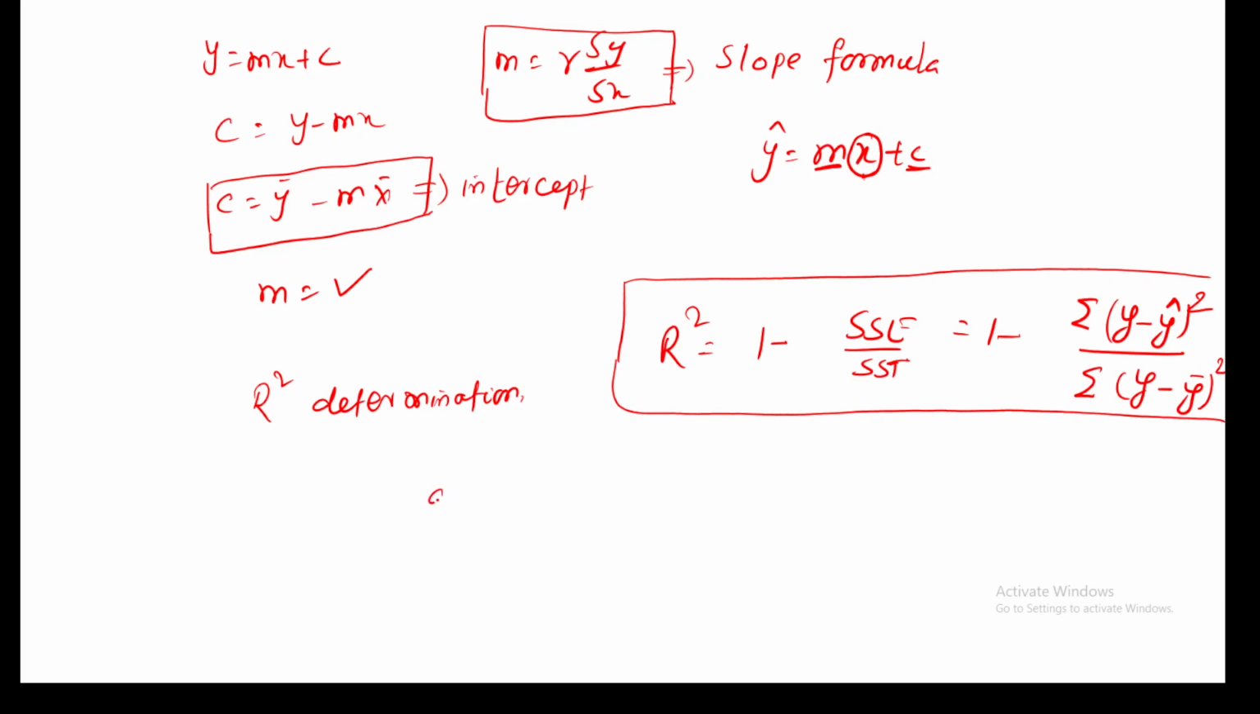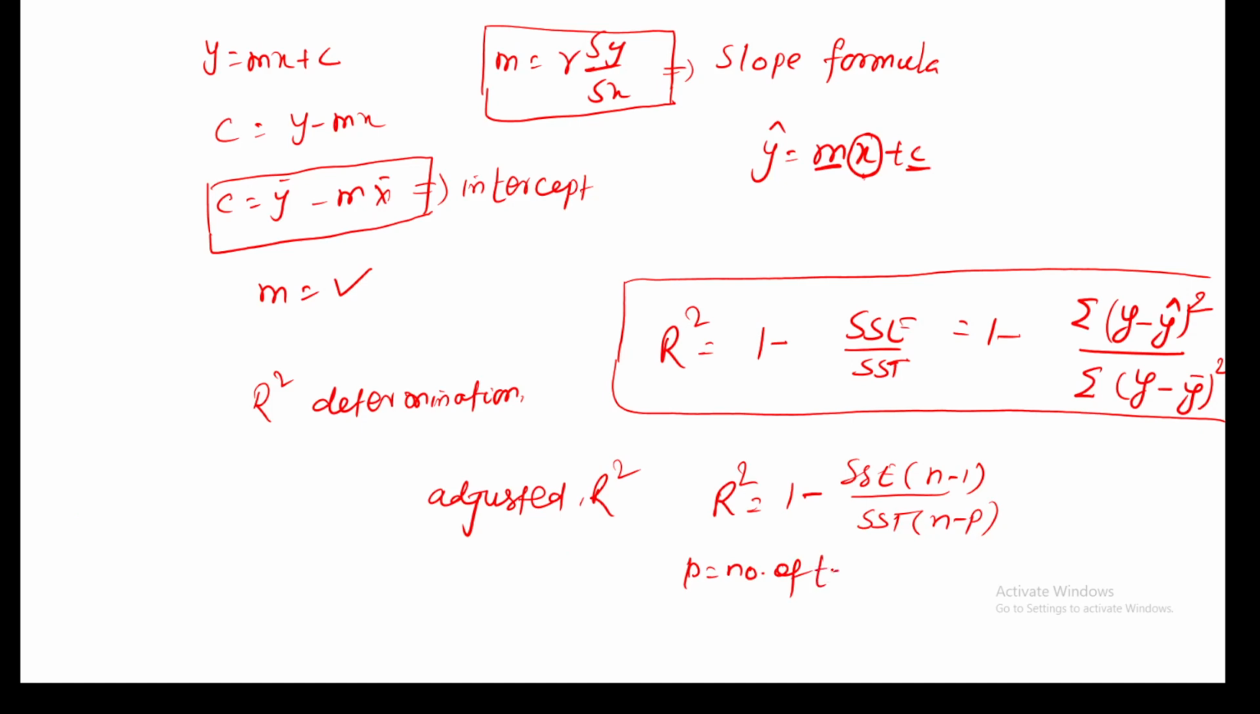One more we have is adjusted r square. For that we have to use the formula: adjusted r square is equal to 1 minus SSE by (n minus 1) over SST by (n minus p). Here p will be the number of terms in the regression.